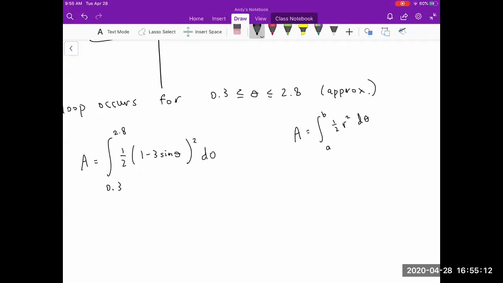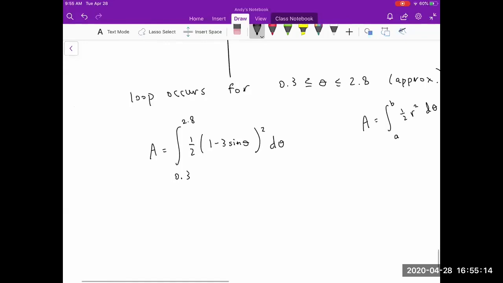Squared and then d theta. So the 1/2 we can pull out. And by the way, if you wrote, instead of 2.8 and 0.3, sine inverse of 1/3 and pi minus sine inverse of 1/3, there's a really nice way to evaluate the end. Like at the very end, you can evaluate it pretty nicely, I think, but it just becomes too long of a problem. So I'm just going to leave it as these approximations, if that's all right.